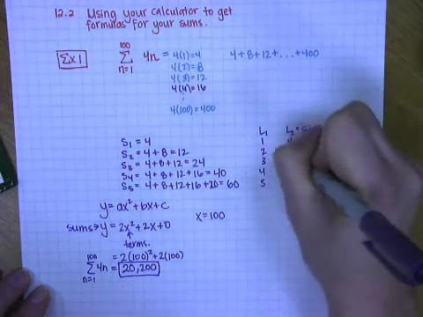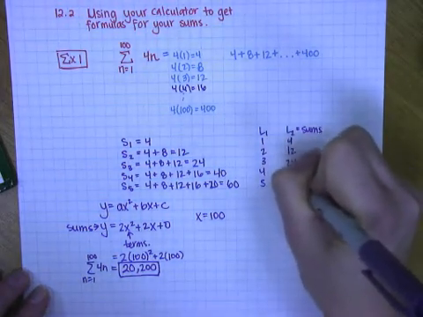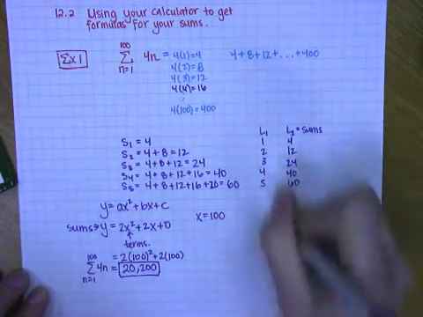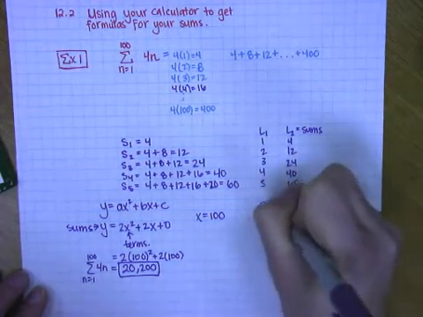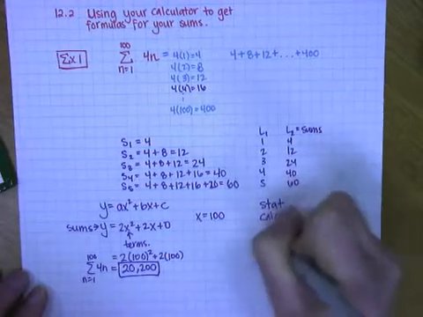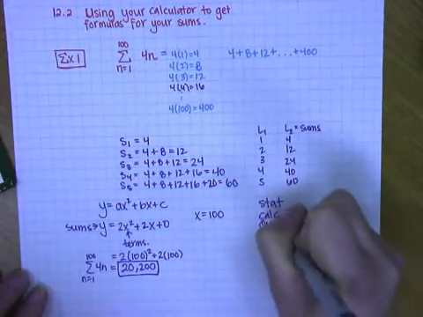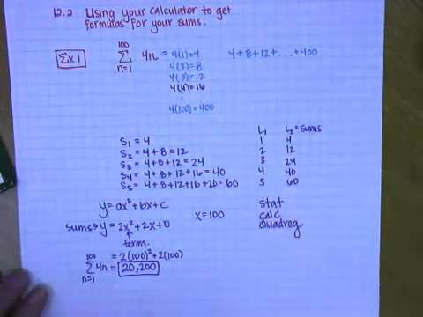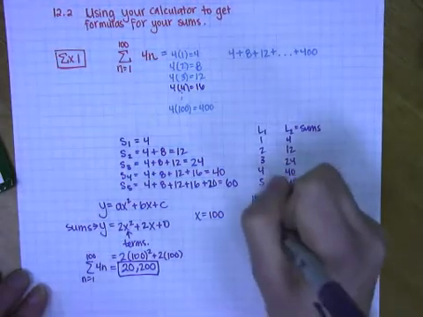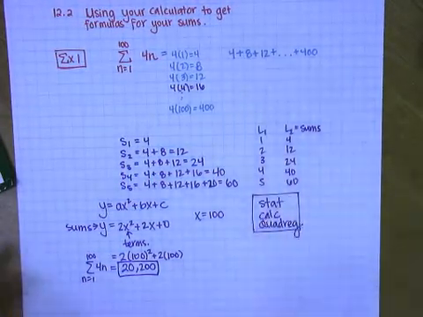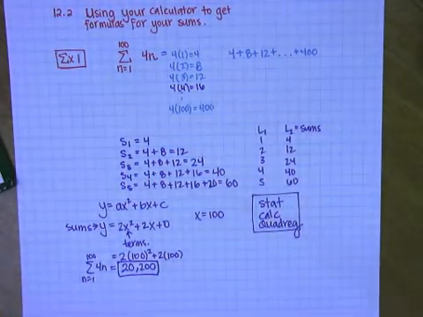Now real quick, just for your notes, in L2 you're putting the sums. So 4, 12, 24, 40, 60. And then the buttons you're going to hit are stat, calc, quadreg. Okay, those are the keystrokes you're going to go to. You might want to highlight this in your notes, like take a little highlighter and highlight this out so that it makes it easier to see.